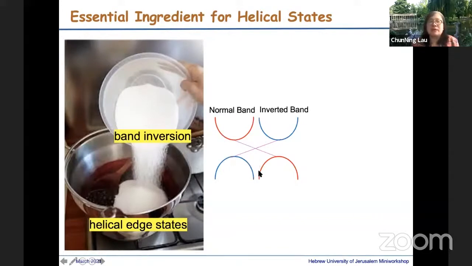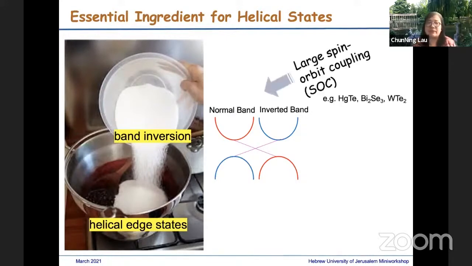So at the boundary, the hole-like state will have to connect smoothly to the electron-like state. And so now this gives us this kind of boundary states or edge states, which have this kind of Dirac dispersion. Okay, so that's the essential ingredient. Now, how do we achieve the band inversion? There are two ways usually to achieve band inversion.